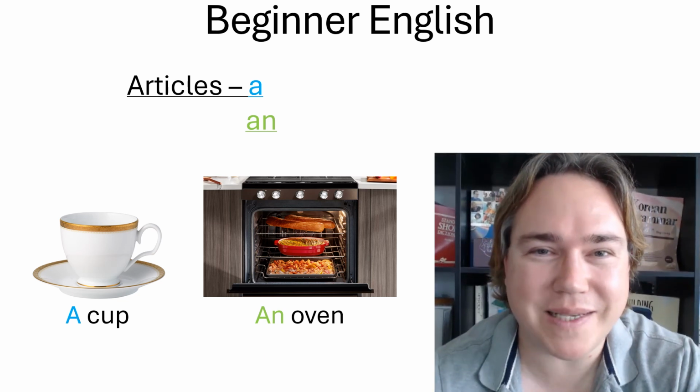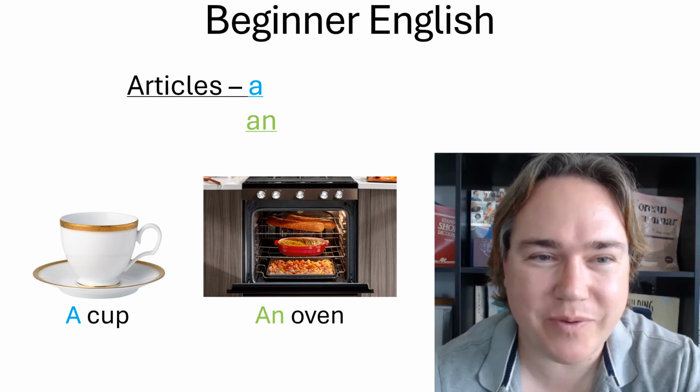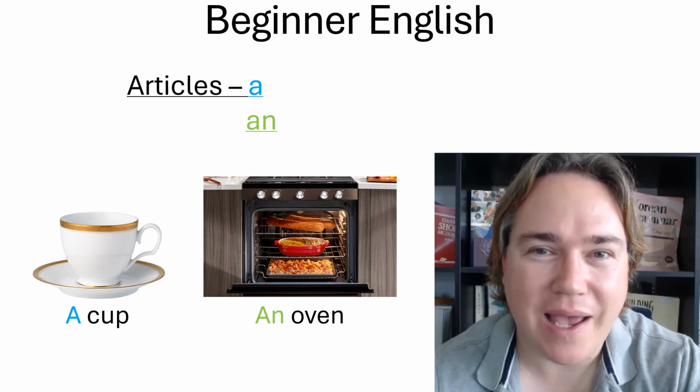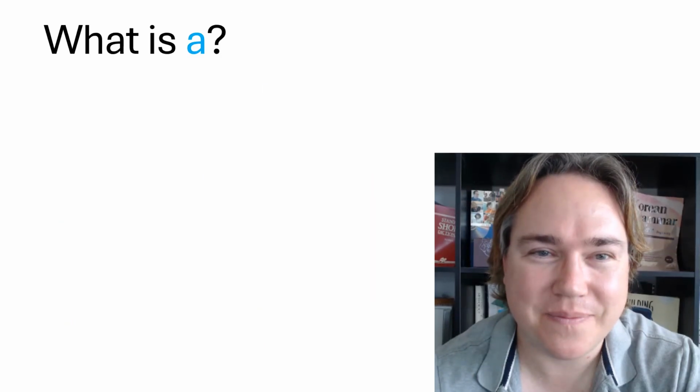Hi everyone, it's Carl here from Sydney, Australia, and in this video we're going to look at articles a and an, such as a cup or an oven, and how to use it in English.